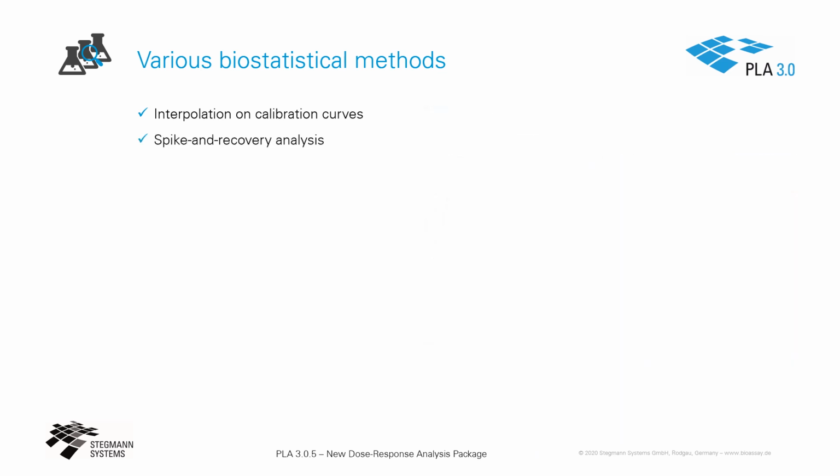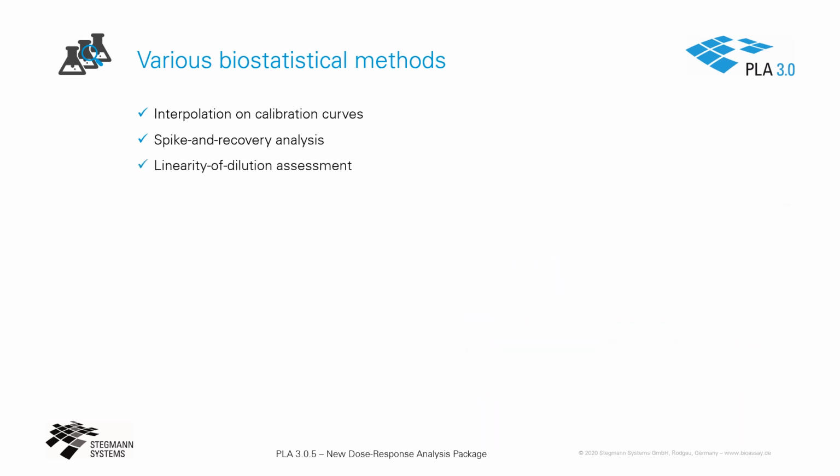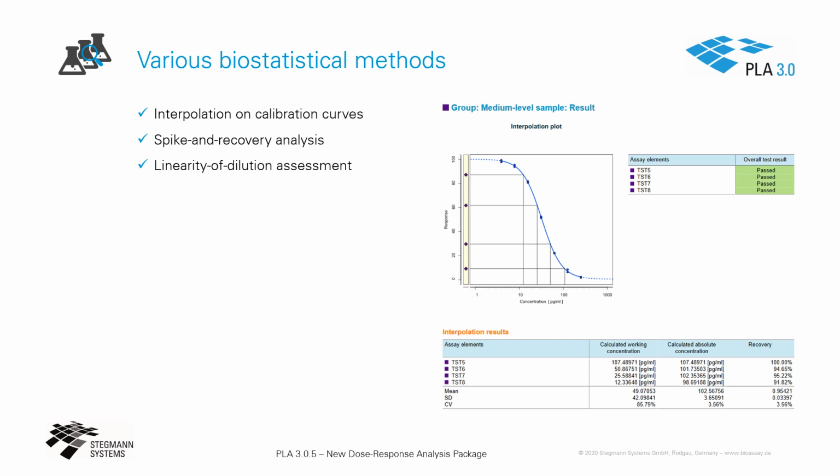Spike and recovery analysis. Our example shows test samples with a medium spike concentration. The interpolation results are again displayed in a data plot and as a table. Linearity of dilution assessment. Our example shows results for several test samples with a medium level concentration, similar to the previous images.